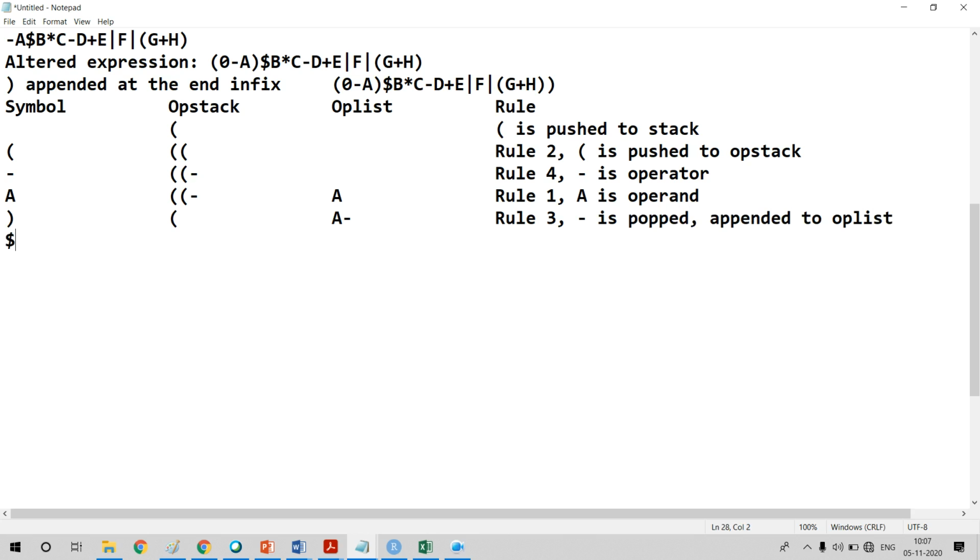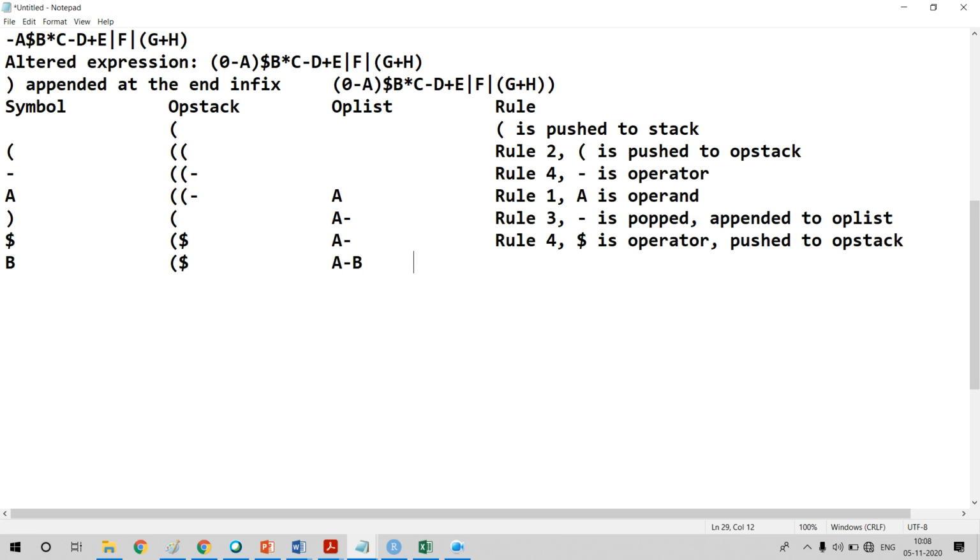The next symbol is dollar. It is for exponentiation. Add that to OP stack. Here no changes. As per rule number 4, dollar is operator. So pushed to stack. Which stack? That is OP stack.